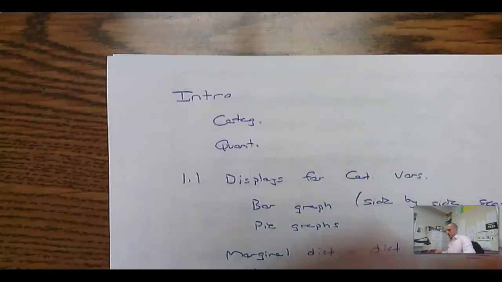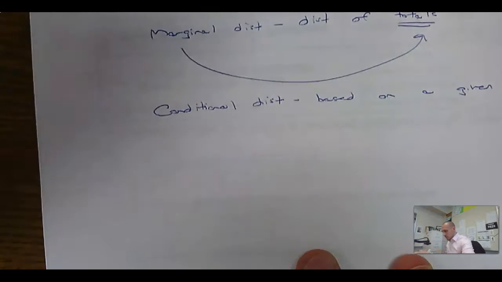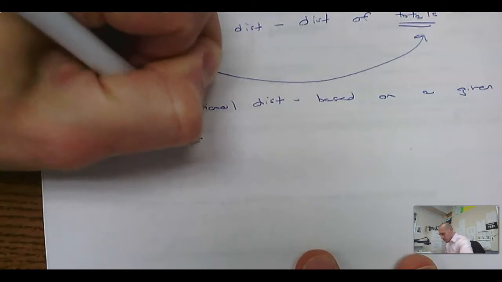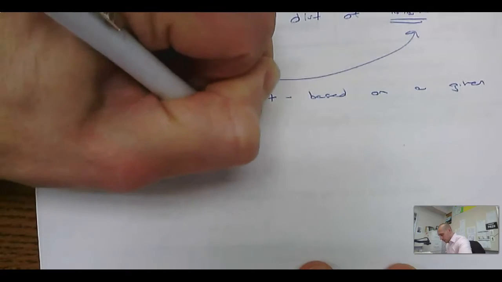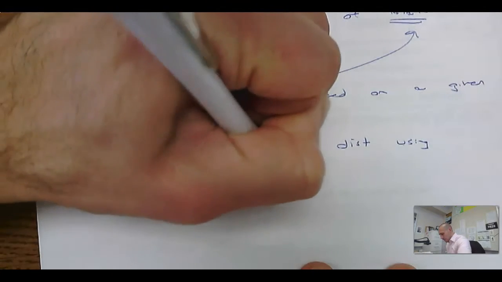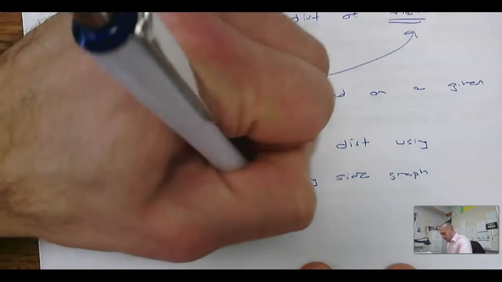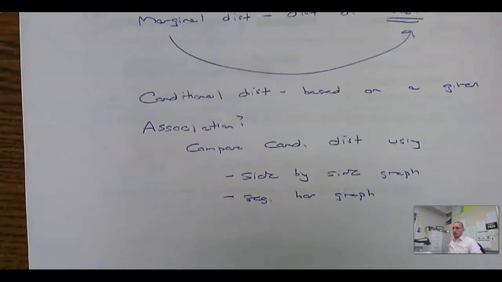So to summarize here, if you're asked if there's an association, you're going to have to compare conditional distributions using either a side-by-side bar graph or a segmented bar graph. And you're going to have to label and show your work, all that stuff that goes into that. But that's how you would determine if there was an association or not.